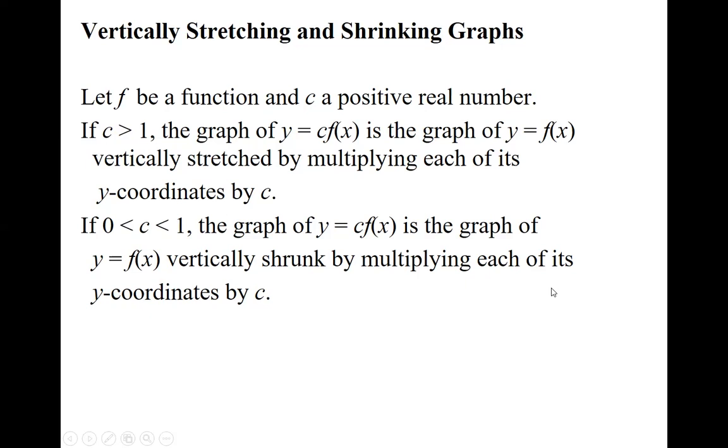Vertically stretching and shrinking graphs. Let f be a function and c a positive real number. If c is greater than 1, the graph of y equals c times f of x is the graph of f of x vertically stretched by multiplying each of its y coordinates by c. But if c is a fraction between 0 and 1, the graph of y equals c times f of x is the graph of f of x vertically shrunk by multiplying each of its y coordinates by c.